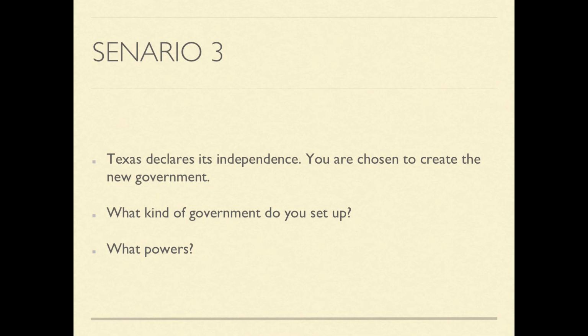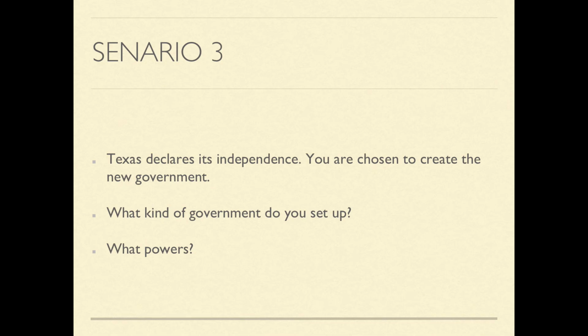Now, final scenario for today. Scenario 3. Texas declares its independence. Yay! Independent Texas again. Republic's back. You are chosen to create the new government. What kind of government do you set up? There's a lot of jokes about this one whenever I bring it up, but generally we move quickly because everyone agrees: a representative democracy.